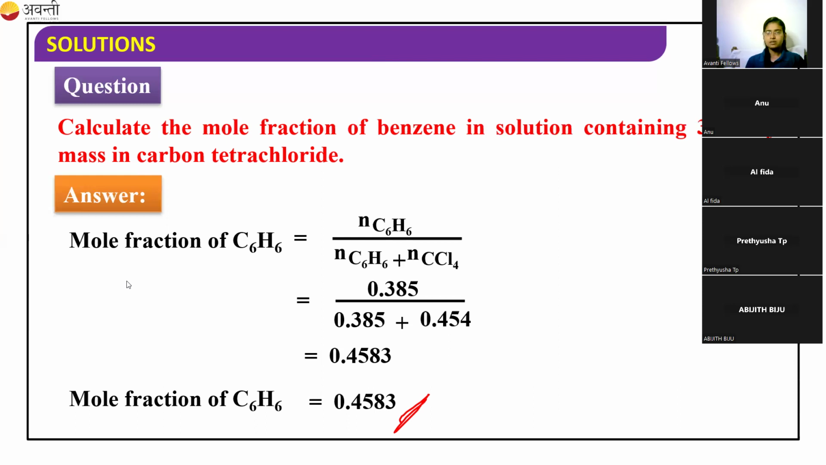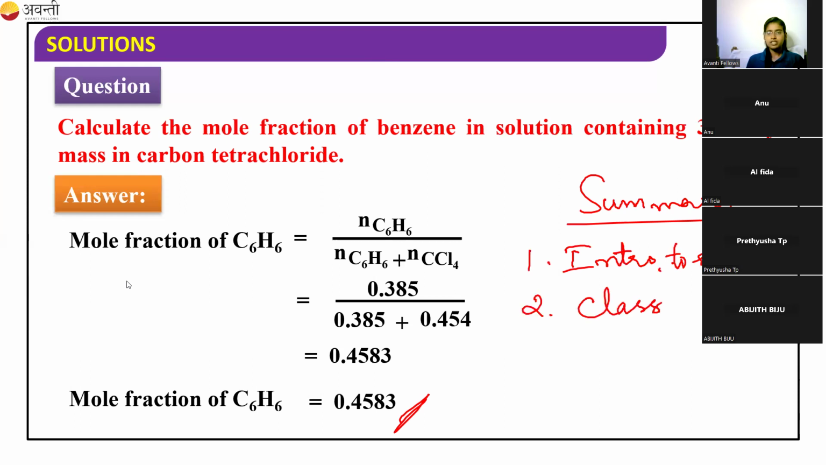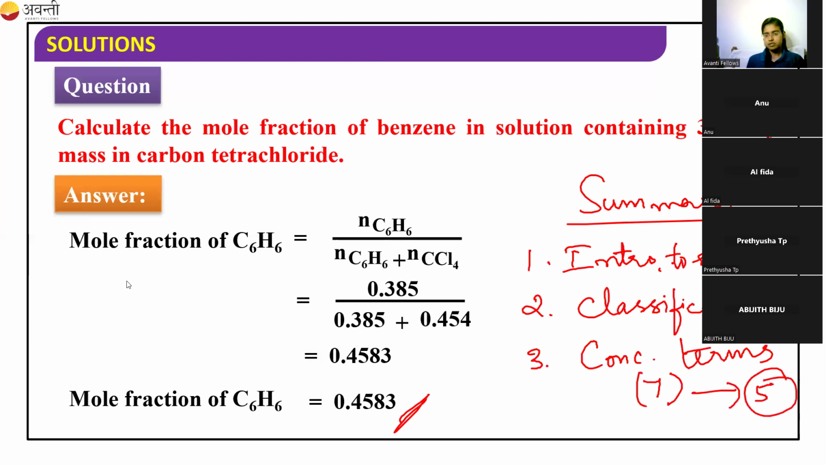So today, let me summarize the topics which we have discussed. First, I gave you some introduction to solutions. Secondly, we saw the classification of solutions, in which 9 types were discussed. And thirdly, we discussed the concentration terms. There are 7 terms, and we have discussed 5 among those 7. The remaining 2 we will discuss in tomorrow's class.